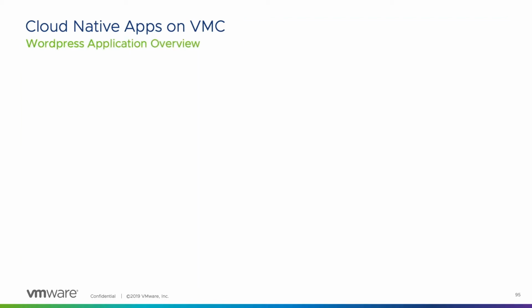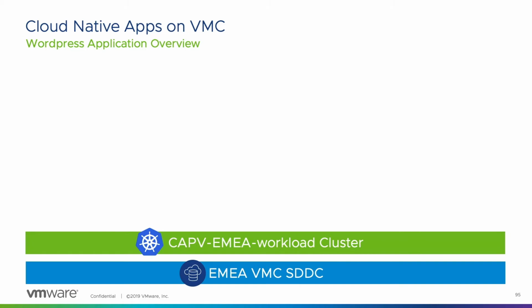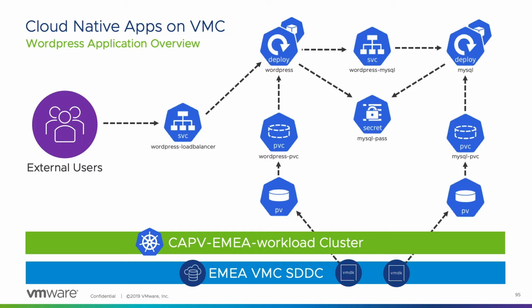The first thing we're going to do, we obviously have our EMEA VMC SDDC as well as our workload cluster that's going to serve as the platform for this service. I wanted to show a complete diagram of the finished product of our application. We're going to deploy a WordPress application that utilizes a MySQL database as a backend. We're going to go through the process of creating a secret as well as persistent volumes, because both of our deployments, the WordPress front end and the MySQL backend, require persistent storage for their volume.